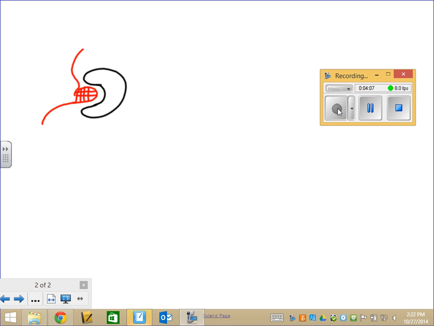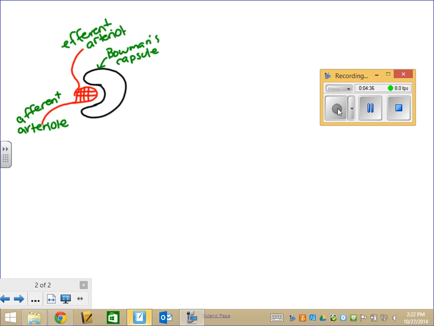So just so we know what we're looking at, this piece here is Bowman's capsule. The blood vessel that we'll be looking at is part of the renal artery. The part coming in is the afferent arteriole, and the part coming out is the efferent arteriole. And blood is going to flow in this direction.